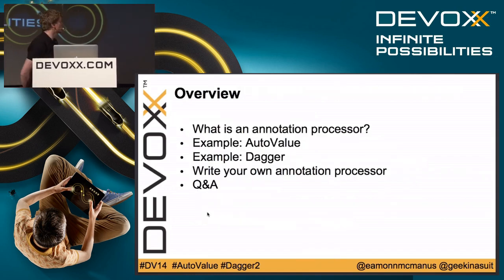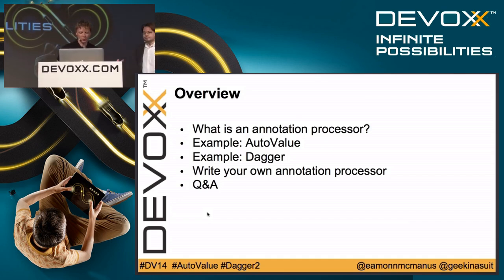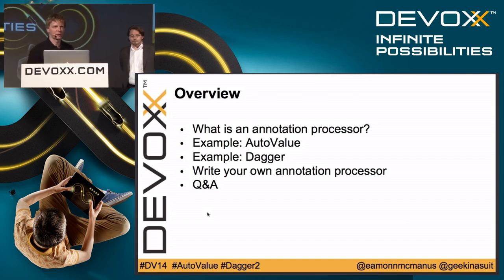Okay, so outline of the talk: we'll be explaining what an annotation processor is. We'll be giving a couple of examples, AutoValue and Dagger, which respectively we've worked on. And we'll be telling you how to go about creating your own annotation processor with some tips and tricks.